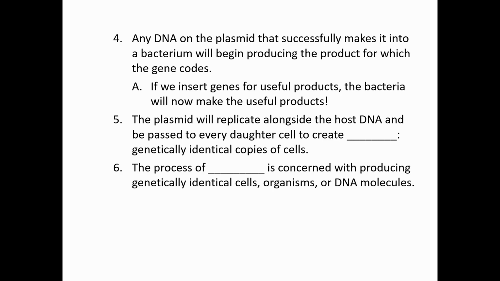The plasmid will also replicate alongside with the host DNA, so every daughter cell that the bacterial cell makes will also have that gene. So not only did you modify that one bacterial cell, but you've modified all of the bacterial cells that are made after that. And so we do that through the process of making clones through binary fission. And in that process, there are some concerns with producing genetically identical cells, organisms, and DNA molecules, which we'll get into in just a bit.